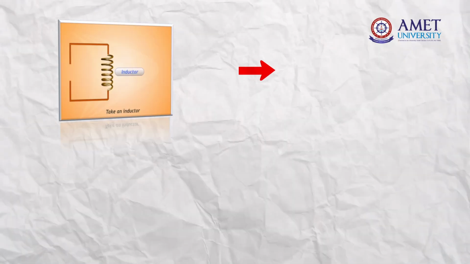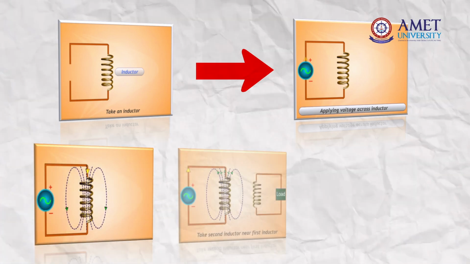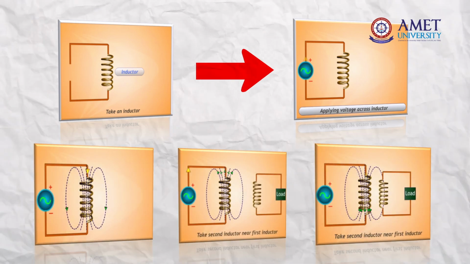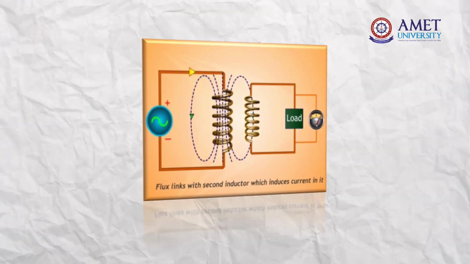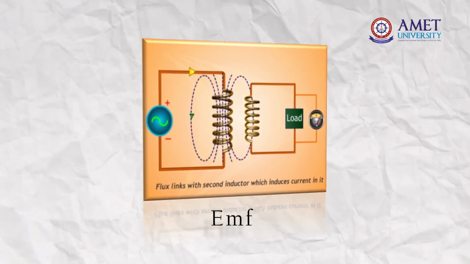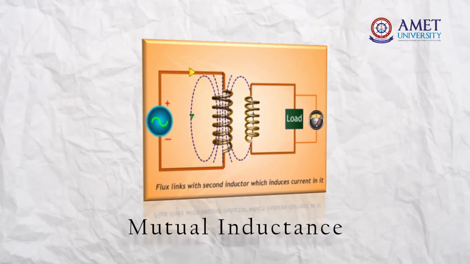When we pass current in one coil, flux will be created. When the adjacent coil is brought near the previous coil, the flux links with the adjacent coil, and EMF will be generated in the next coil. That is mutual inductance.